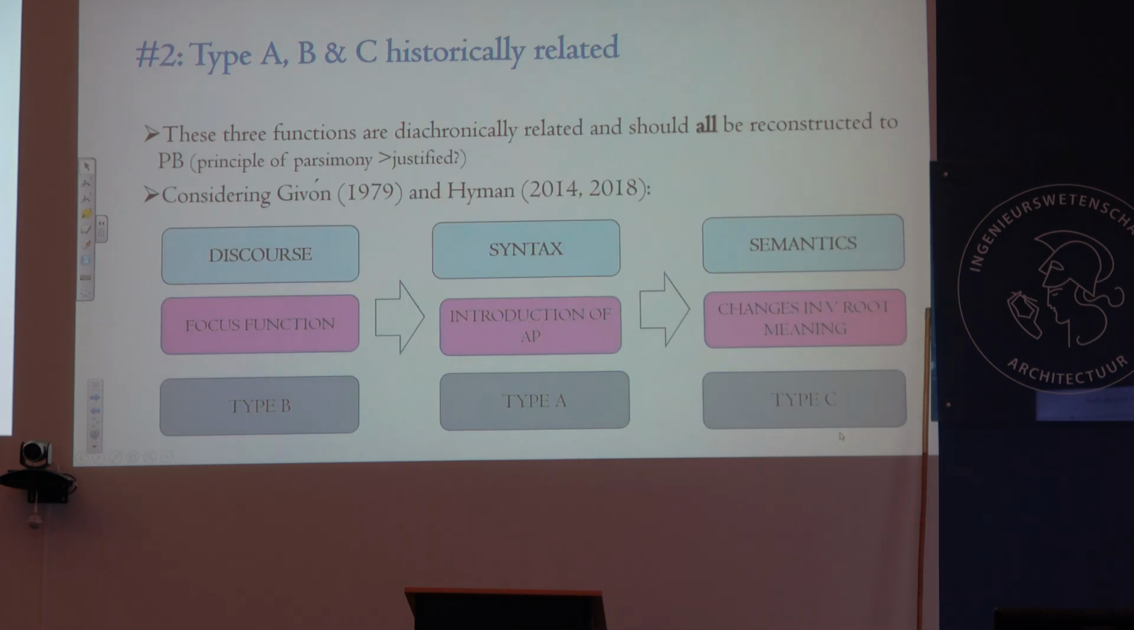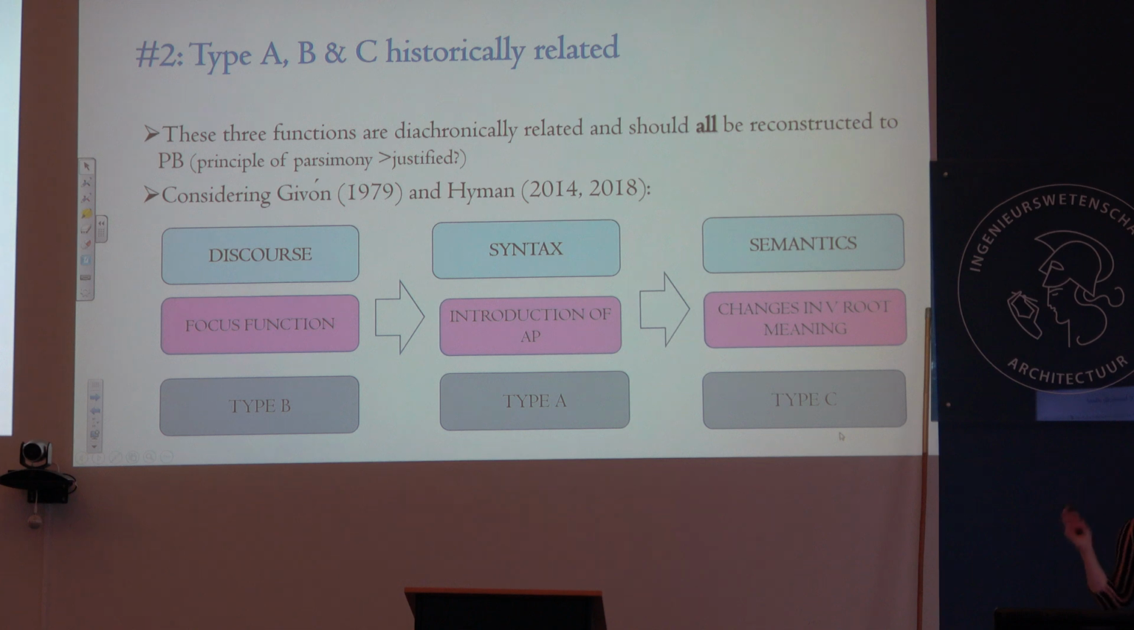How to know? But what I would like to argue for is scenario 2, in which type A, B, and C are historically related, and they all go back to Proto-Bantu according to the principle of parsimony. We can discuss whether that is justified or not. So here I'm not doing anything wow. I'm just bringing together the evolutionary path described in Givón 1979 and then described in Hyman 2014 and 18, where we can go, like discourse we know can evolve into syntax, and we know that syntax can evolve into semantics.